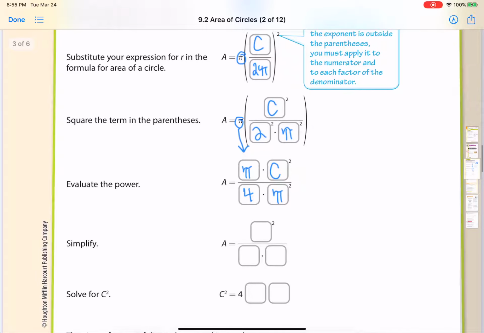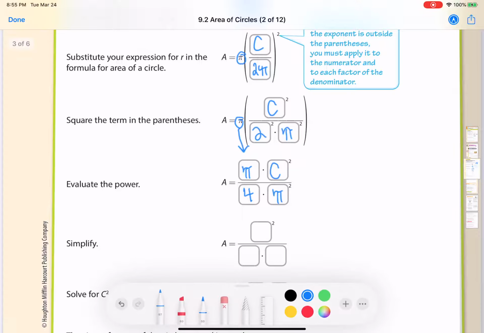In this next step, we have to factor out pi. So we have 2 here, and we have 1 here. So that means I can take 1 away. So 2 minus 1 is 1. So I'm left with pi times 4. And our numerator is still C squared.